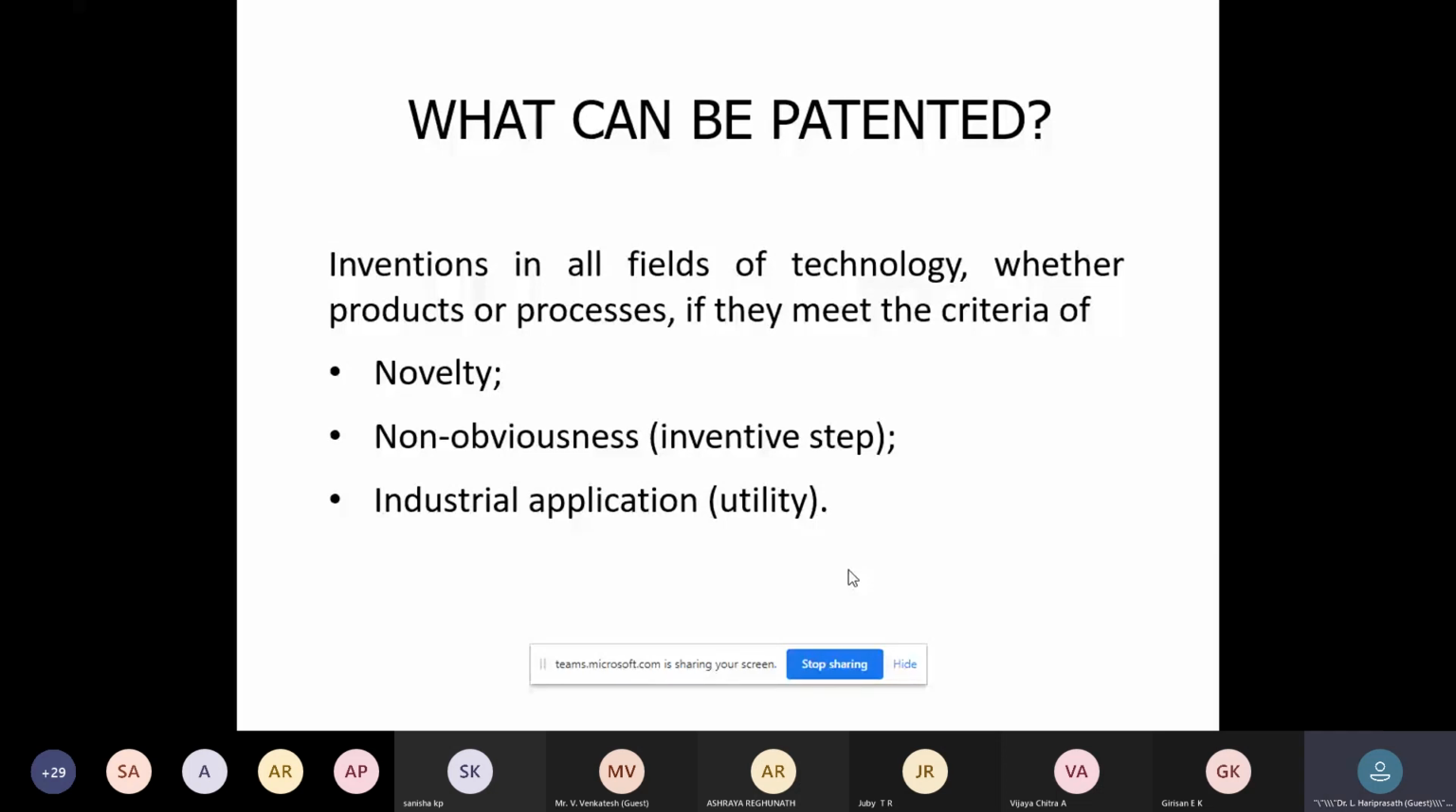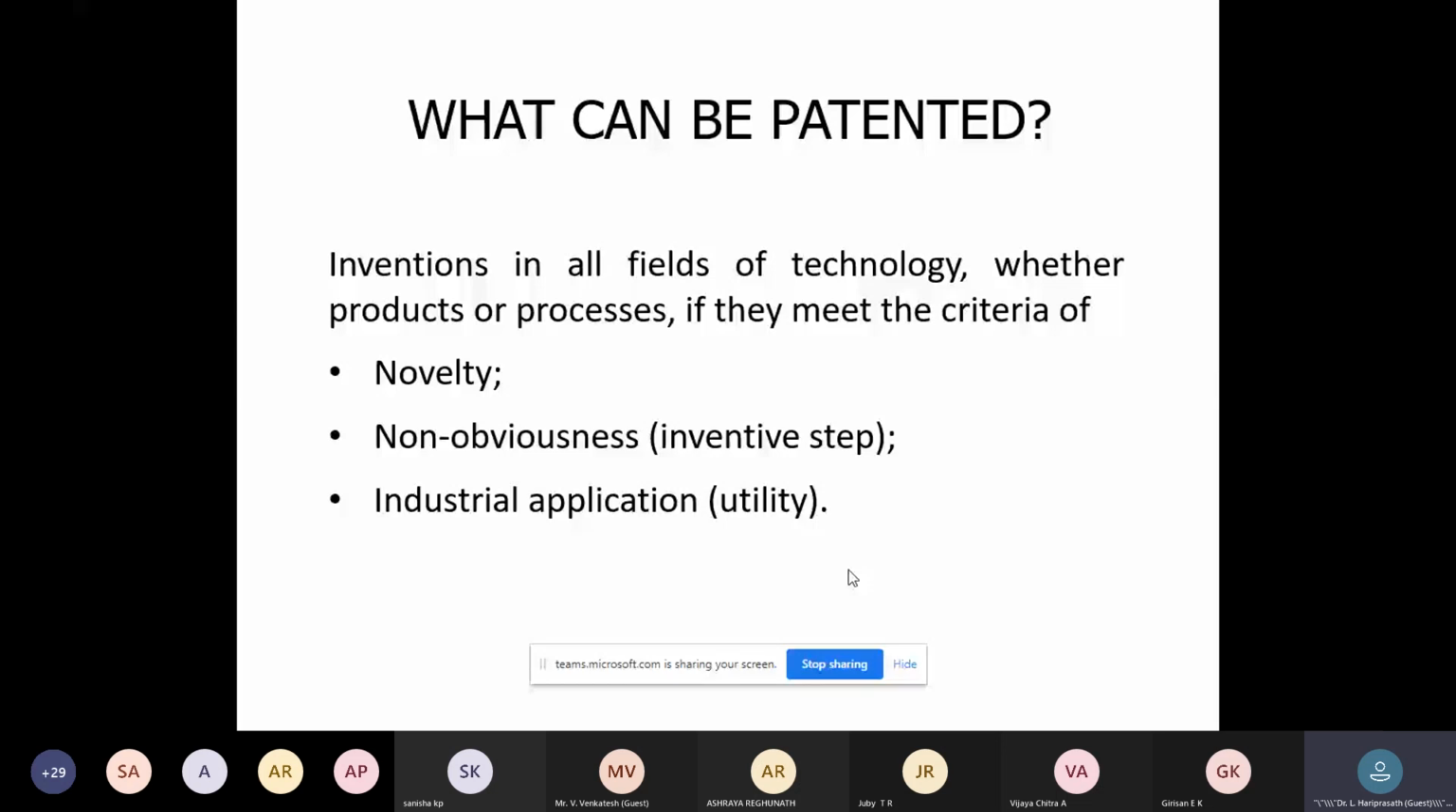There should be an inventive step. Say two scientists are working in the same field. One has made an invention, and the other is also doing research in the same area. He should not make the same invention just by looking into the patent. That is not an inventive step. There should be an inventive step in your patent to be considered for a grant.